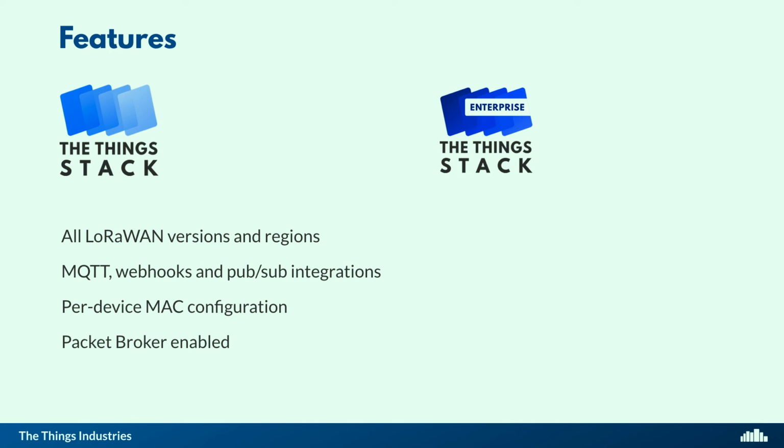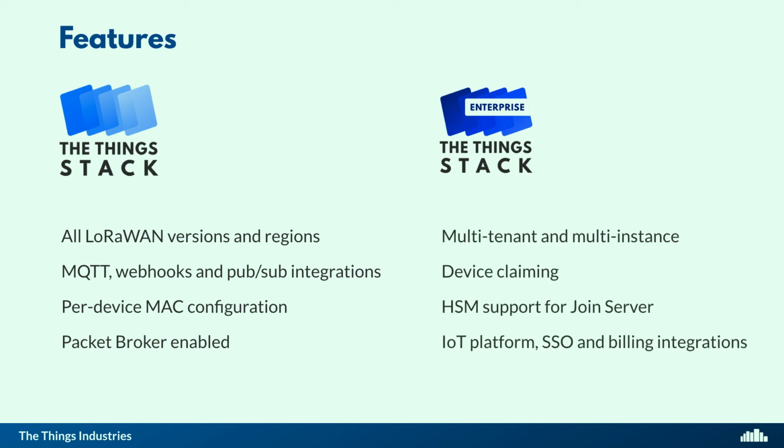The Things Enterprise Stack is built upon the Things Stack, so the core is the same, and we add around 20 to 30% extra on top of the open source solution. Most important is that it's multi-tenant, and that means that in one environment we can separate tenants, and tenants for us are typically customers.